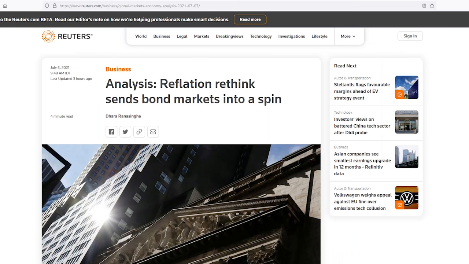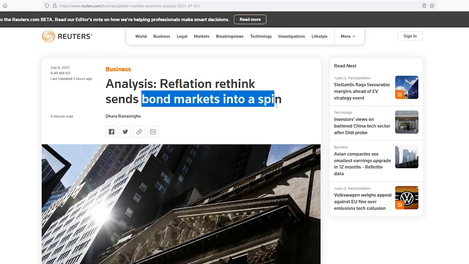Bond markets sent into a spin. Why would that be? When there's high volatility, where do people run for safety when volatility gets so high? What do they buy? What's a guaranteed return from the banks? Can anyone type? What's a low percent return, but a pretty much guaranteed return? Bonds, right? They run to safe havens. And one safe haven, when you expect inflation, an inflationary safe haven, is gold.